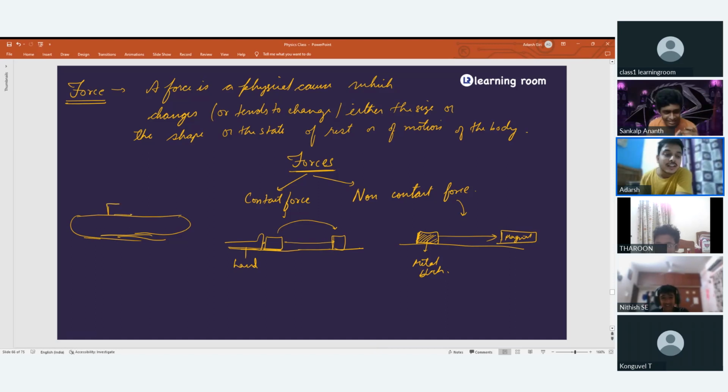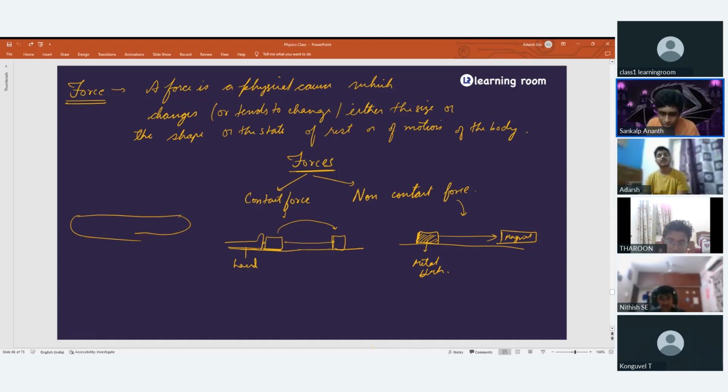And what's happening here? If you're keeping this object here, there is a motor here. The motor is applying the force on the belt, and that is rotating. Our hand force is applied on the belt. And this force is being transferred to this object through the conveyor belt. So there's contact here, there's contact here. Understood?